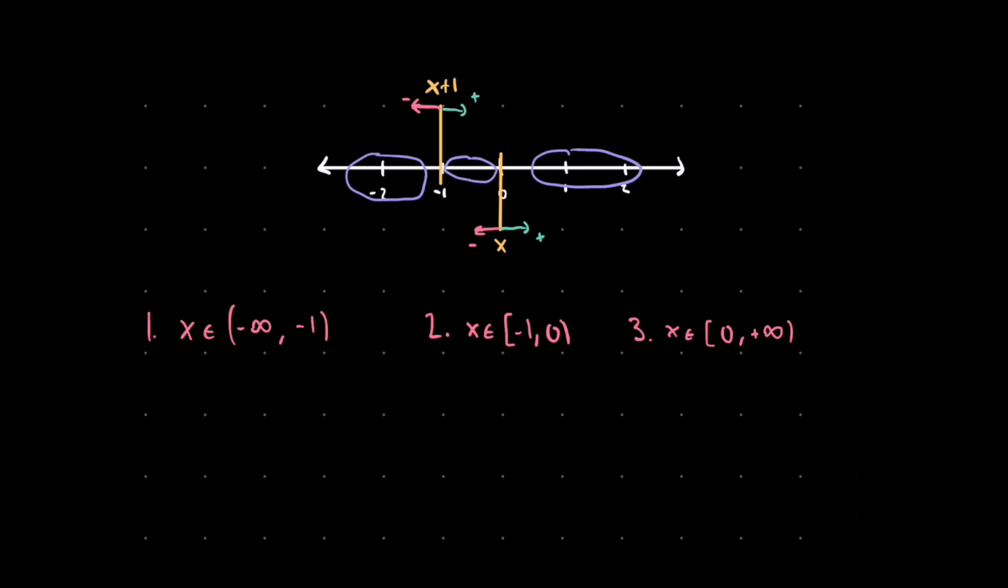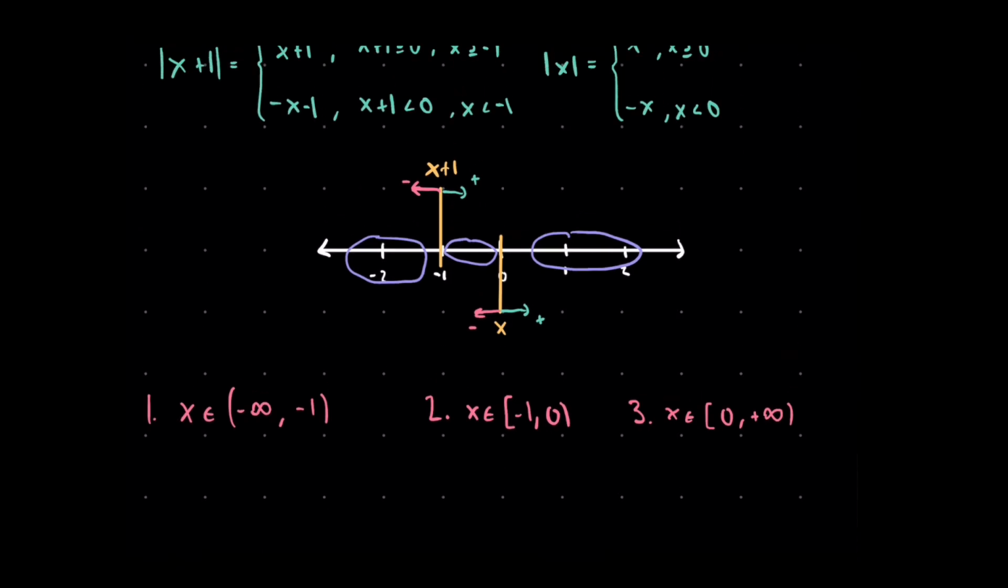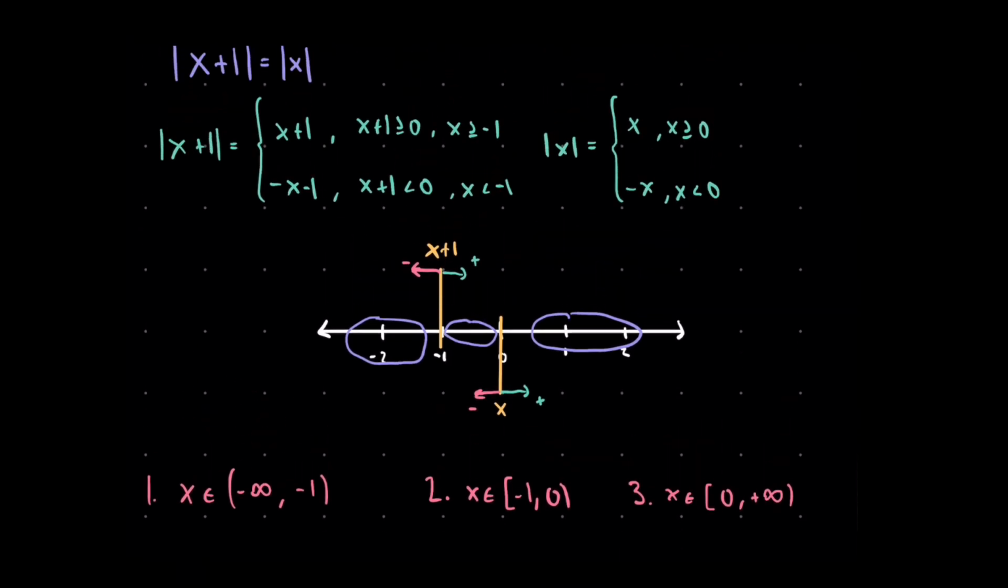Now you may be asking yourself, why did I use inclusive brackets and exclusive brackets for some? Basically the reasoning for this has to do with the actual definition. Here we have that x plus 1 is going to be negative when x is strictly less than negative 1. So therefore I'm not including negative 1 in this set. In set 2, we have that x plus 1 is positive when x is greater than or equal to negative 1. So negative 1 is included, but 0 is not, because x is only negative when x is strictly less than 0. And for the last case, we have inclusive because they're both positive when x is greater than or equal to 0.